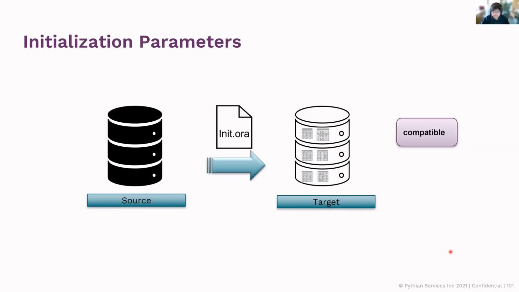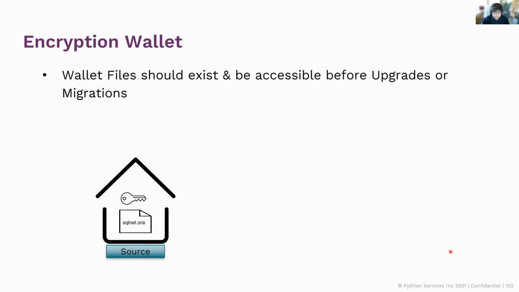Another thing, initialization parameters, match them, make sure that you are reviewing them and they are exactly as you need, especially compatible, because that limits your downgrading option, especially if this is an upgrade project. Now, another thing you need to be careful about are the wallet files.